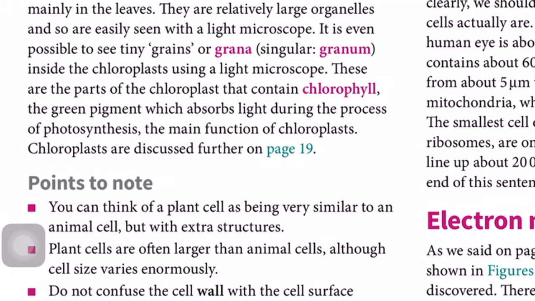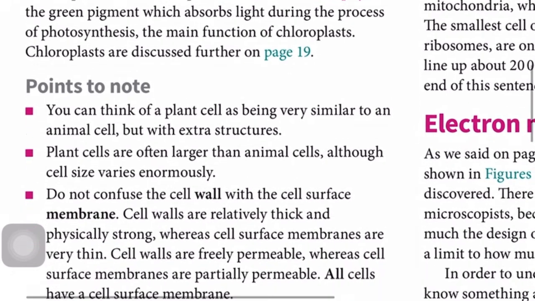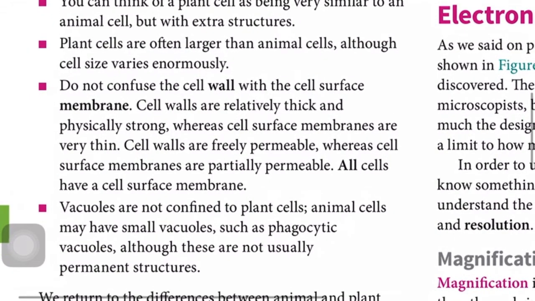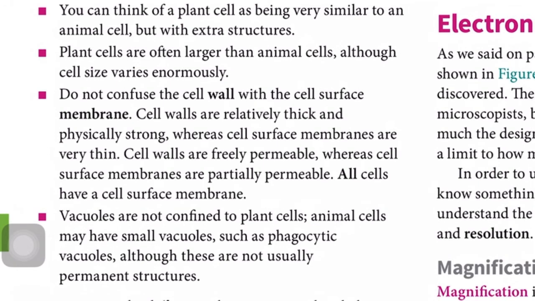Chloroplasts are discussed further on page 19. Points to note: you can think of a plant cell as being very similar to an animal cell but with extra structures. So you know that there are differences and similarities we have just studied, and we have also studied the functions of those organelles which cause the difference in both the cells. We'll learn them in great detail in the later chapters, of course.